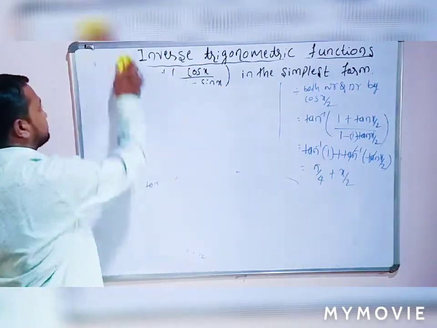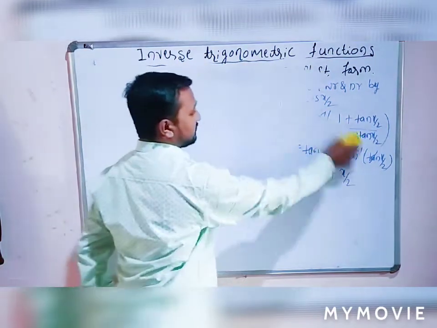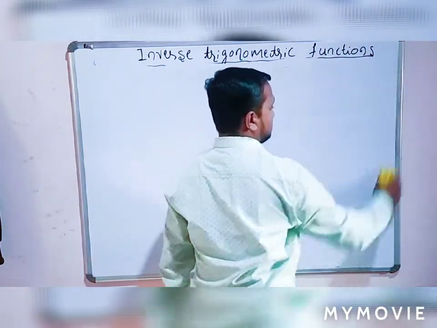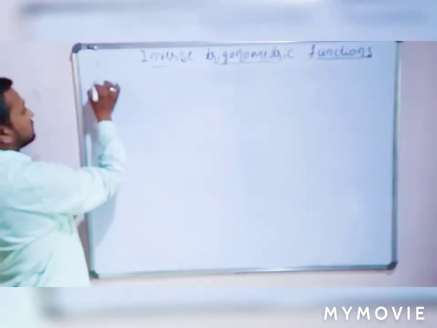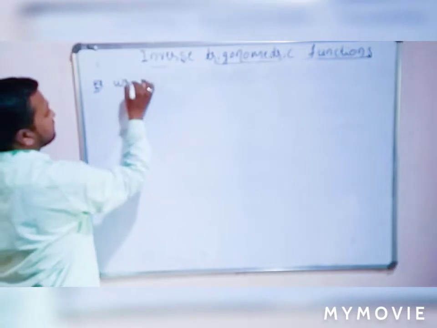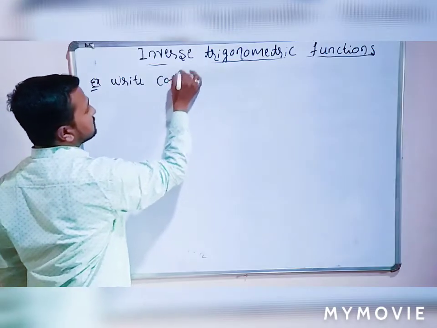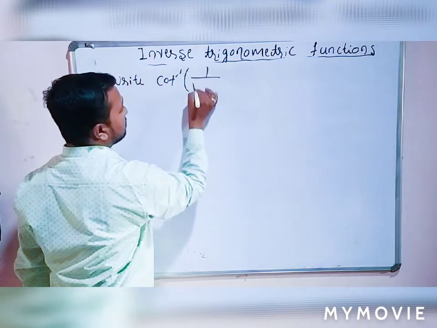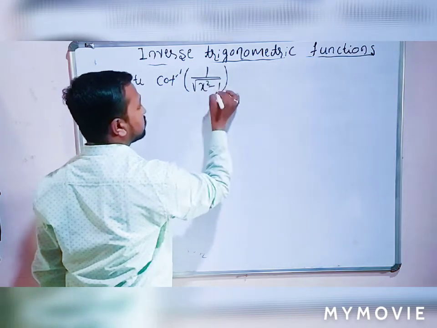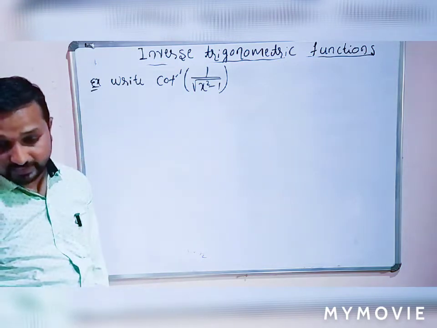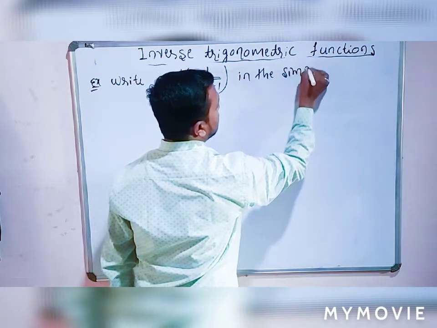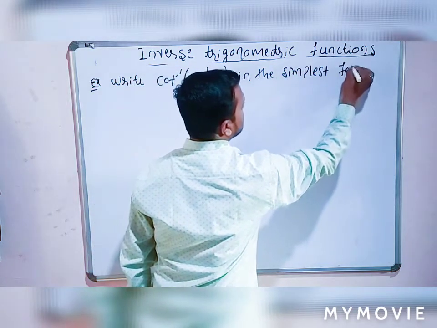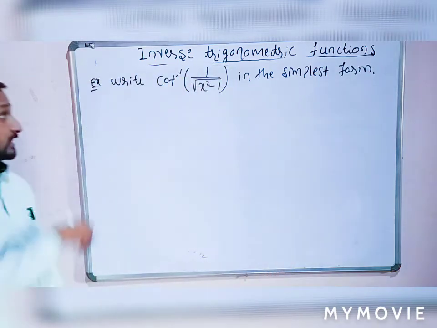Then the next example. Write cot inverse of 1 divided by root of x square minus 1, in the simplest form. Okay. That is also the same.